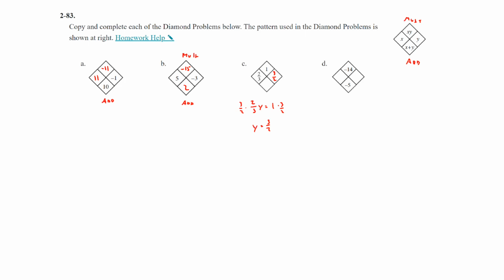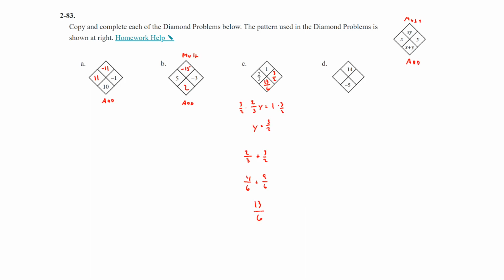If I add those two numbers together, I'm going to have to do a little bit of work here because I do want to find a common denominator, which would be 6. So that would be 4/6 plus 9/6, which would be 13/6.